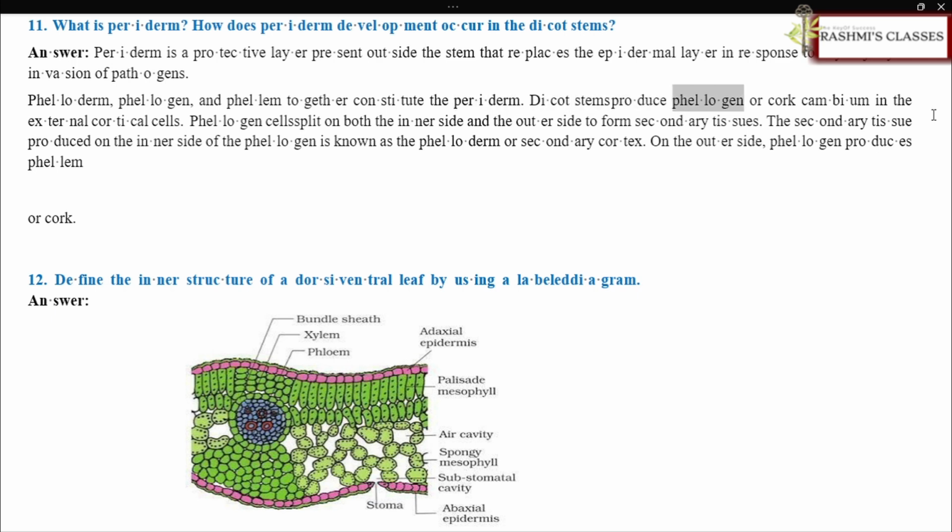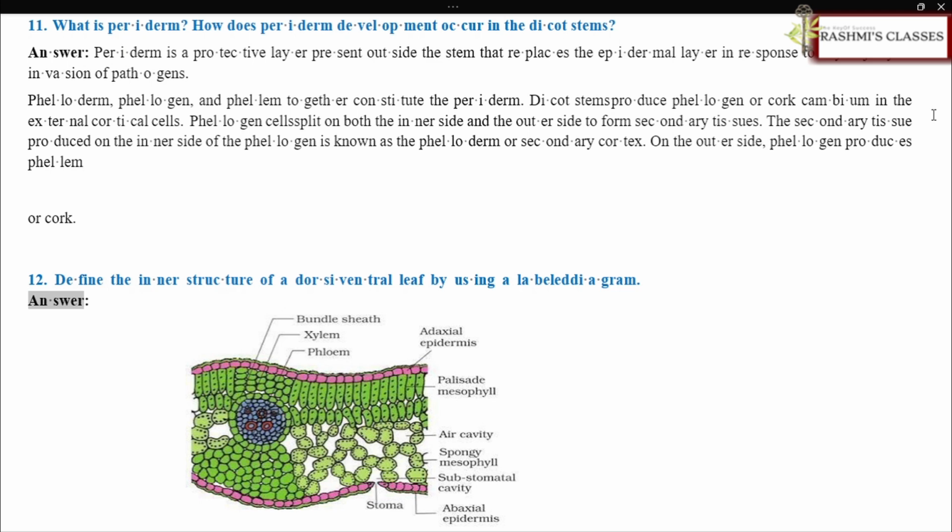Dicot stems produce phellogen or cork cambium in the external cortical cells. Phellogen cells split on both the inner side and the outer side to form secondary tissues. The secondary tissue produced on the inner side of the phellogen is known as the phelloderm or secondary cortex. On the outer side, phellogen produces phellem or cork.